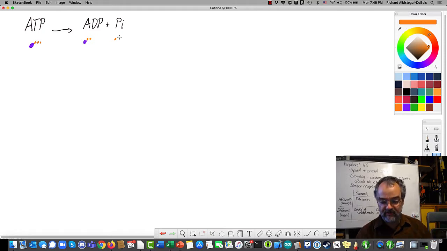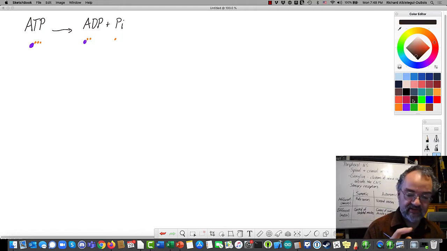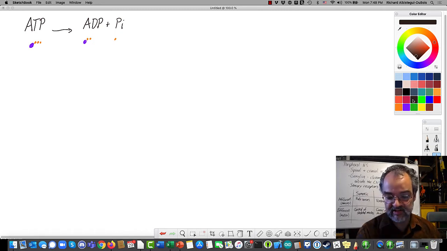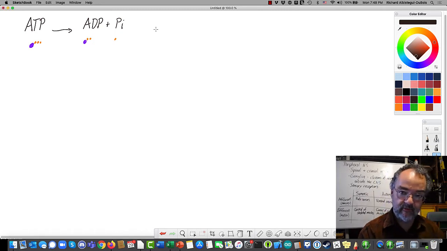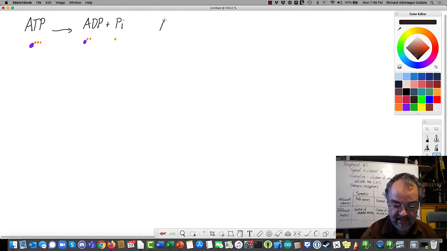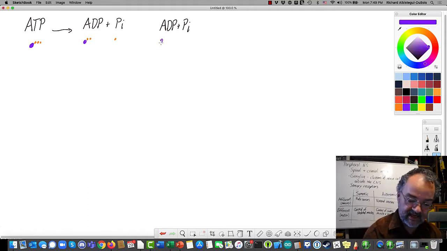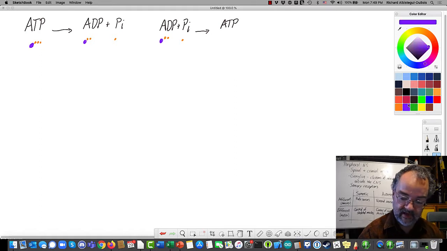We've spoken briefly about this, but let's look at this again, but let's look at this in the other direction. Remember, this is a reversible reaction. So it is also possible to make ATP by taking ADP and phosphate. So I can take an adenosine diphosphate and a phosphate and stick them together to form ATP.